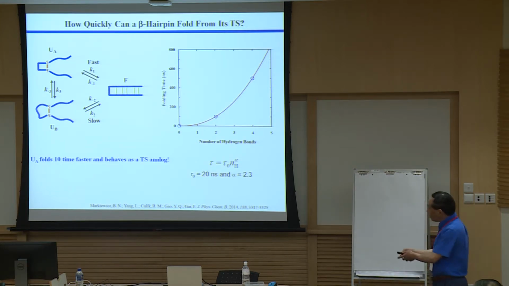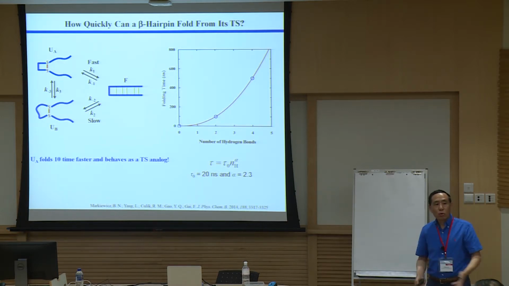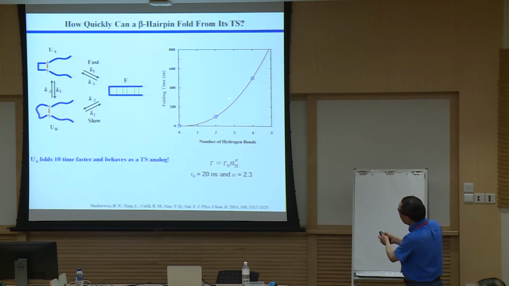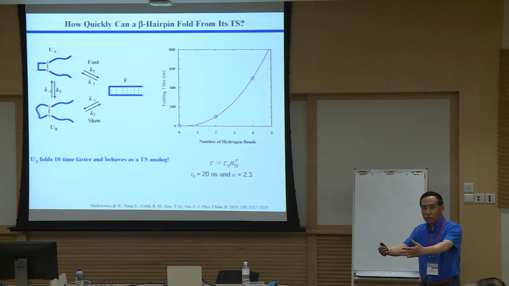So now, of course, you can change these chain lengths to change the number of hydrogen bonds that is required to be zipped up at the downhill side of the free energy barrier. And now you can use the folding time to plot the folding time against the number of hydrogen bonds that need to be formed. Okay?